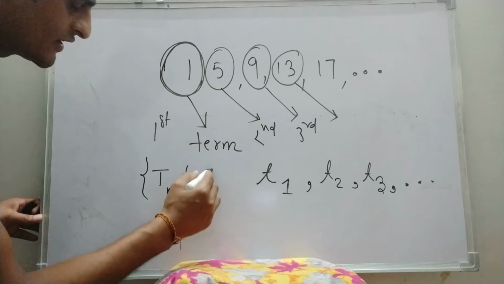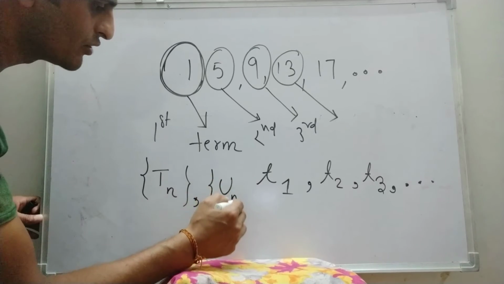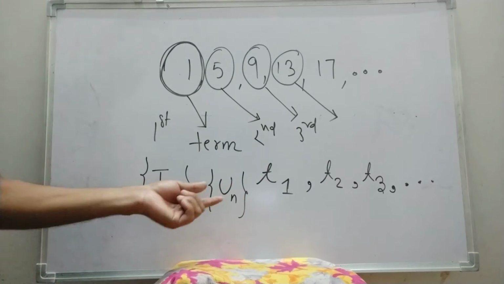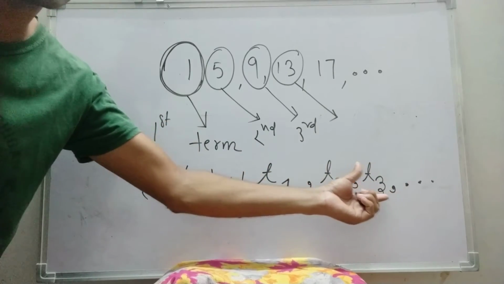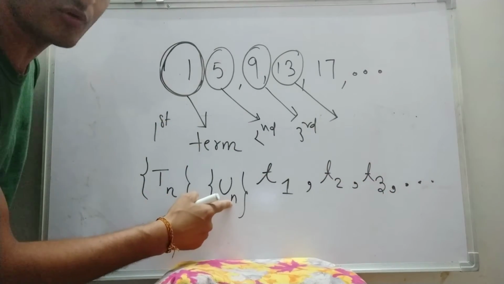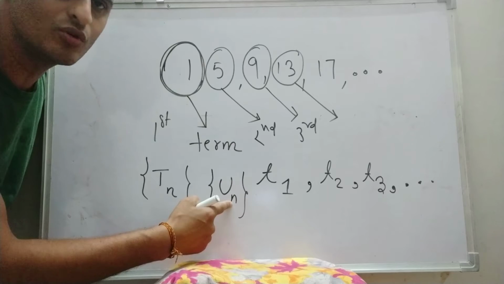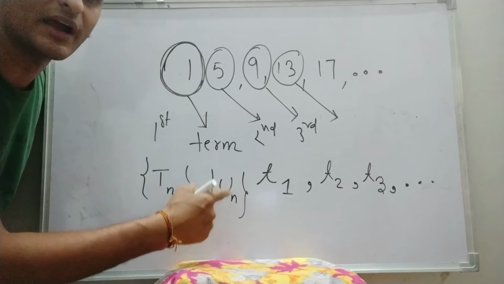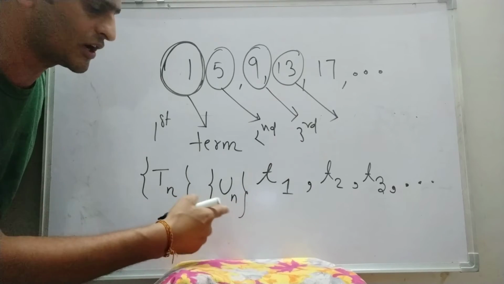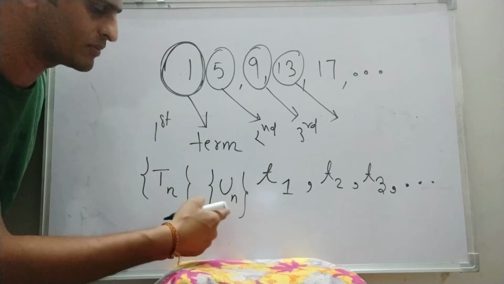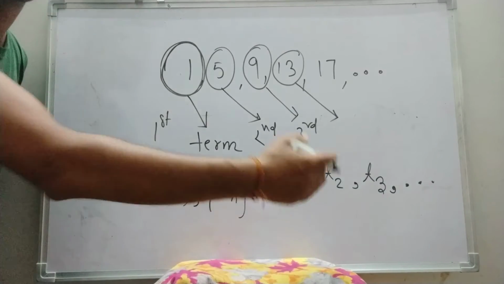Sometimes it is also written as U n. Here n means n number of terms are there in the particular sequence, and if you put 1, you will find U1, which is the first term, then U2 is the second term, U3 is the third term, U4 is the fourth term, and it goes on.